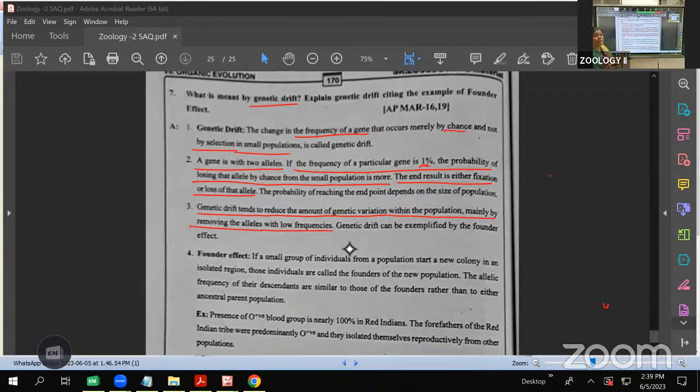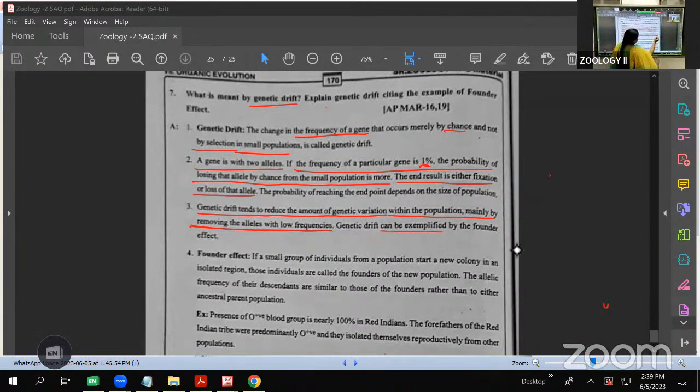Whichever allele has the lower allelic frequency is deleted, and whichever has more is retained. That is genetic drift. Clear? It tends to reduce the amount of genetic variation within the population by removing the alleles with low frequency.